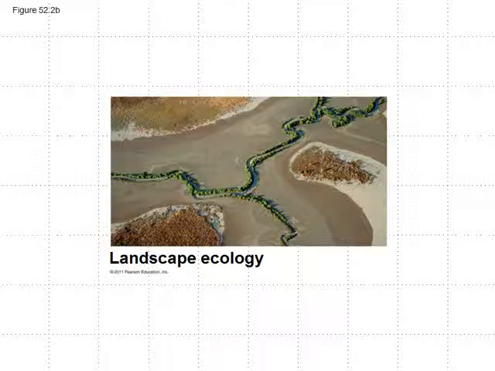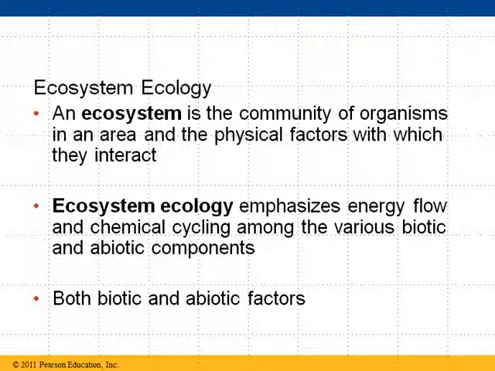Going down one step from that, we get to what we call an ecosystem. An ecosystem is a particular community of organisms in a fairly smaller area and the physical factors with which they interact. For example, where I live in East Texas around Tyler, we might talk about a pine forest ecosystem. That would include all the different types of living creatures in that pine forest, the plants and the animals, and the abiotic factors like the land, the climate, the weather, the amount of rainfall, and the type of soil.